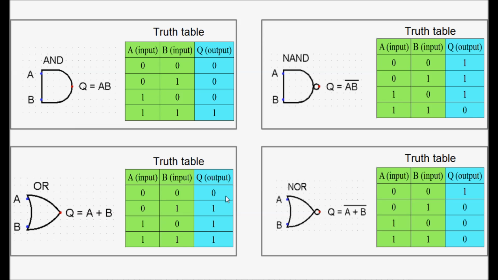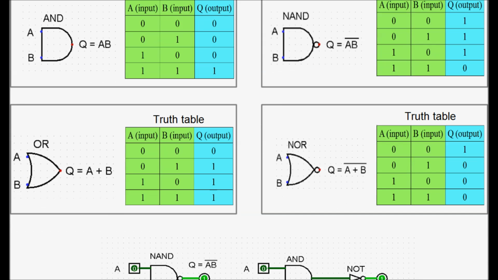The same applies to OR gate and NOR gate. As we can see, where we have zeros at the output for OR gate, we have 1 for NOR gate, and where we have ones for OR gate, we have zeros for NOR gate.